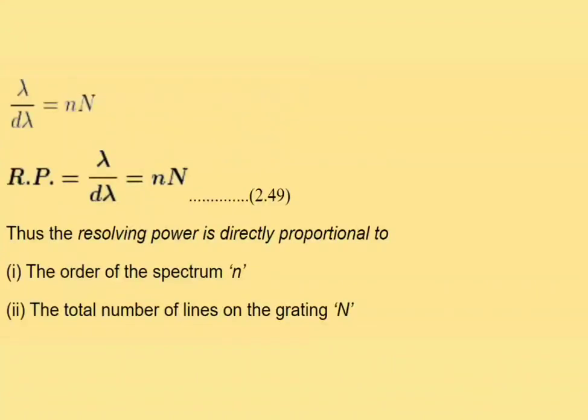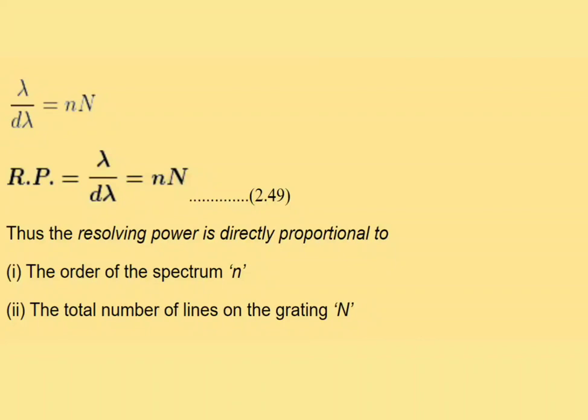Now cross multiply that. Finally we get the formula for resolving power of grating. As we already discussed in the starting slide, the resolving power of grating is represented by lambda by d lambda. So finally we get the formula lambda by d lambda is equal to small n capital N. Here n is the order of the spectrum, which will be discussed in the grating spectrum class.